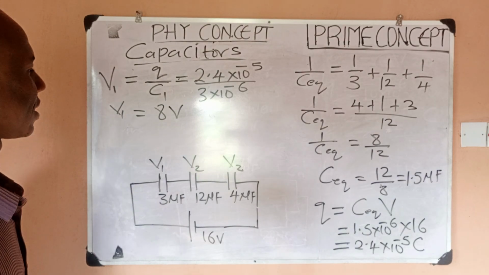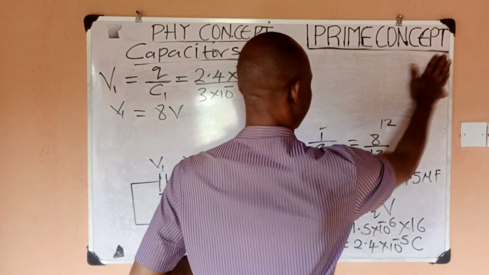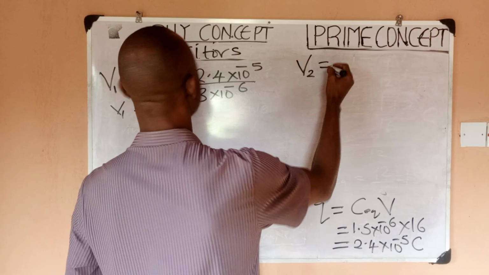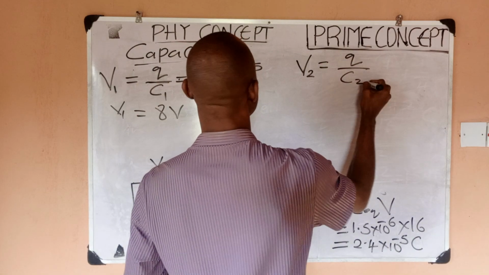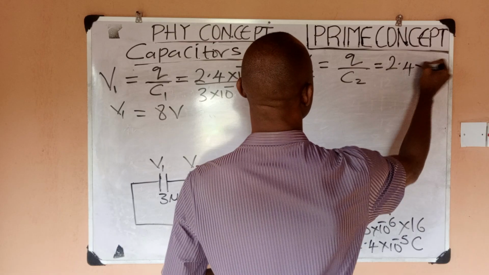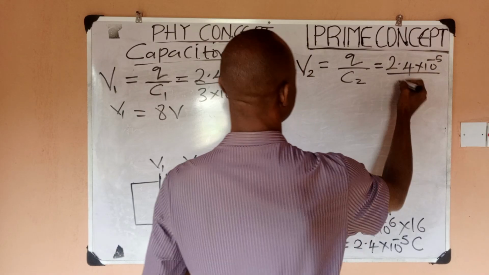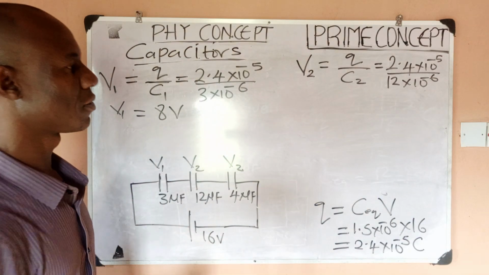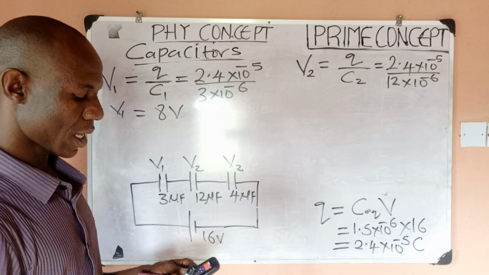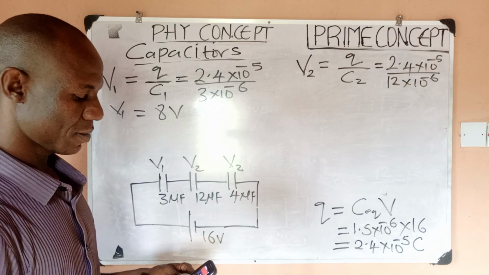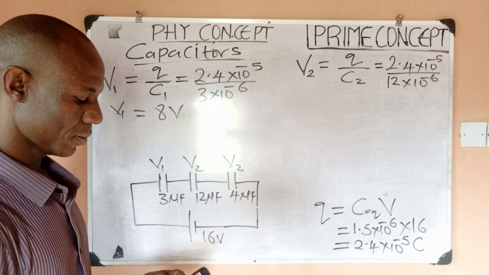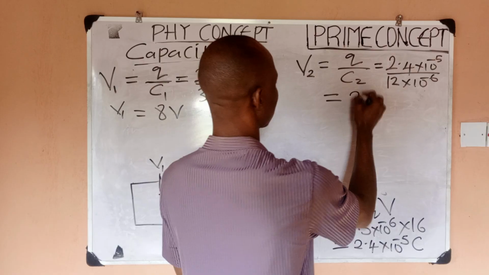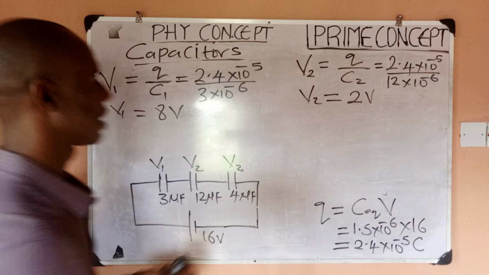Then the next thing I want to get is my V2. My V2 is simply going to be the same thing, Q divided by C2, right? So what is Q? 2.4 times 10 to the power minus 5 divided by my C2, 12 times 10 to the power minus 6. So if I solve this again, I have 2.4 divided by 12, which will give me 0.2, so it's going to give me 2 volts. So this is actually 2 volts.